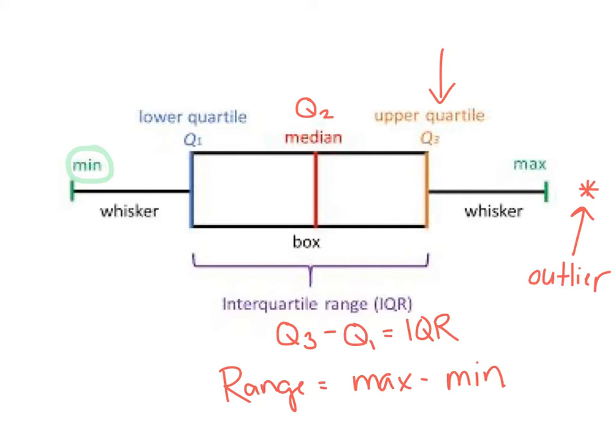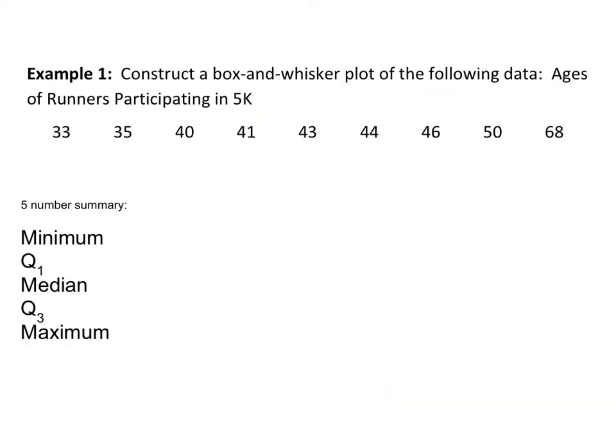Okay, so let's put this into practice. Here's a list of ages of runners participating in a 5K race. We are going to find our 5-number summary and quickly make a box and whisker plot. What you're really going to be doing is finding your medians over and over. We're going to go through 2 examples here. This first one has an odd set of data.